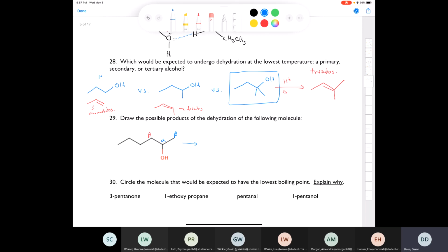If we were to remove the beta proton from the carbon I have highlighted in blue, I would get this compound, 1-hexene. Whereas if I removed the proton from the carbon that I have highlighted in red, I would end up with this compound, 2-hexene. Did I write Zaitsev when I meant to write Hoffman? Sorry. This is the Zaitsev product, the most substituted, and this is the Hoffman product. So this one is going to be the major product.